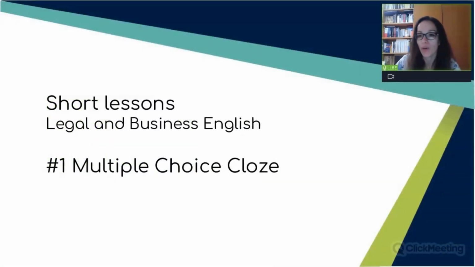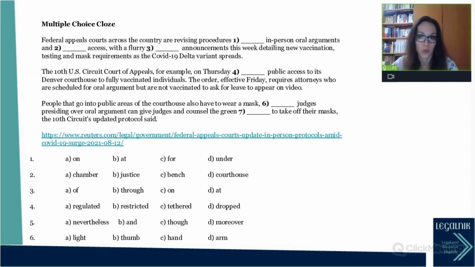Lesson. Today we're going to have a look at a very short exercise, actually 6 points, multiple choice. Here you can see a text taken from Reuters, and this is an article about COVID restrictions in courts in the USA. And here you can see just a part of it. I will link the whole article below.